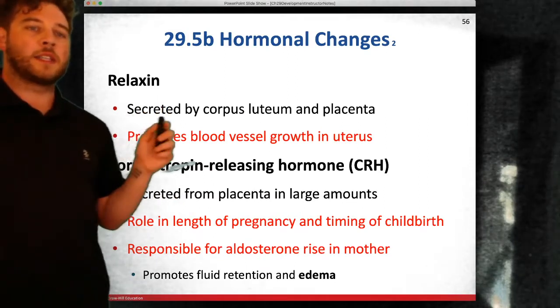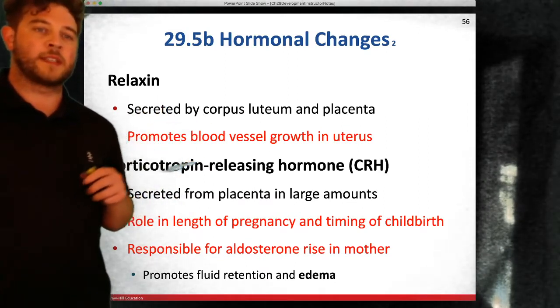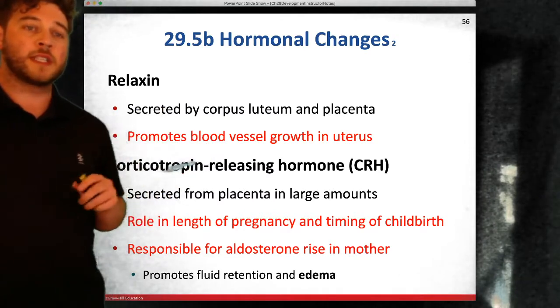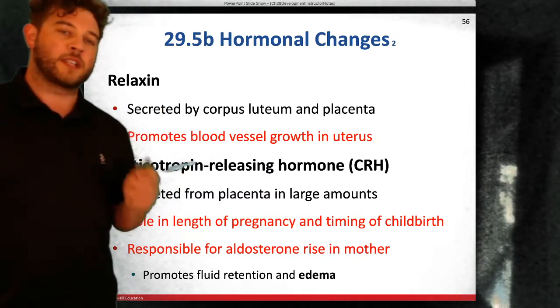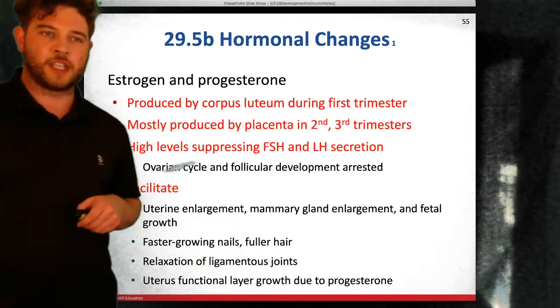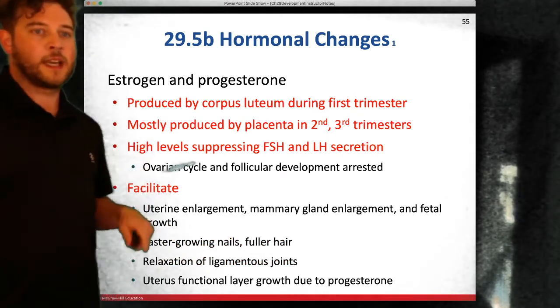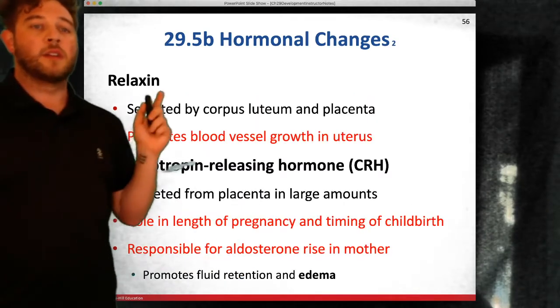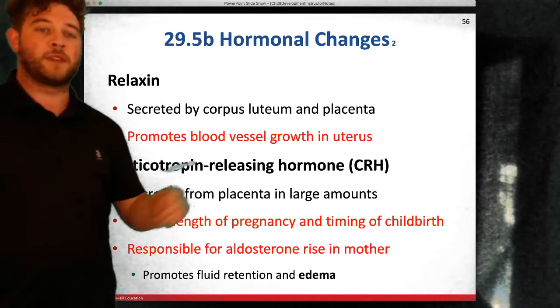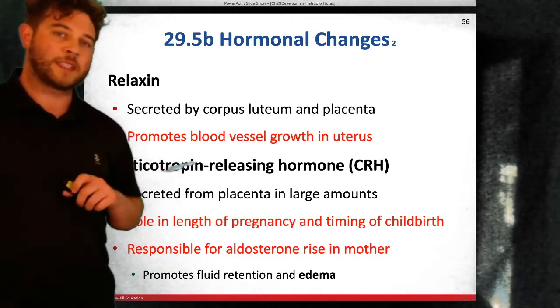Relaxin. This is secreted by the corpus luteum and the placenta to promote blood vessel growth in the uterus. It is called relaxin because they used to think that it aided in the relaxation of ligamentous joints, but it doesn't. That is estrogen and progesterone. Relaxin is to help promote blood vessel growth in the uterus. So if you're confused about why it's named that, there you go.